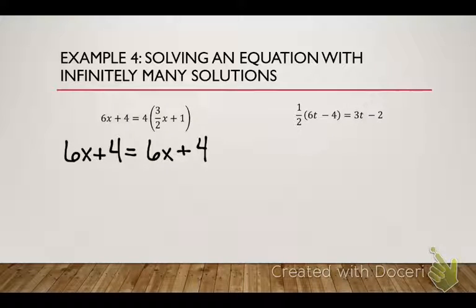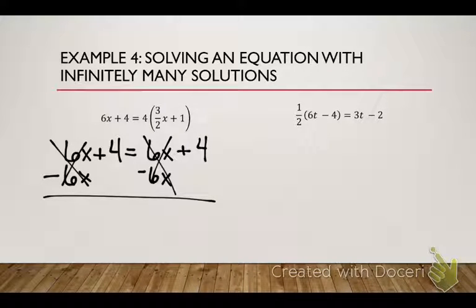The same exact expression on both sides. So let's just follow our normal steps. What do we normally do? We try to get our variables on the same side, right? So let's subtract 6x from both sides. What am I left with if I subtract 6x from both sides? Yep, 4 equals 4. So now, is it true that 4 equals 4? Yes. So I have infinite solutions.